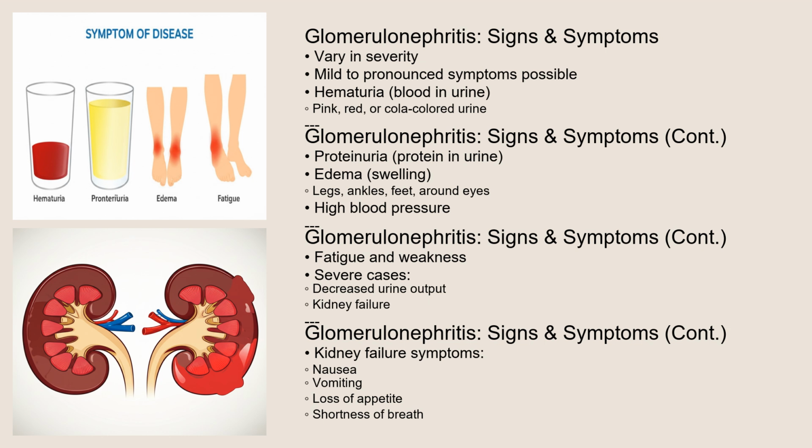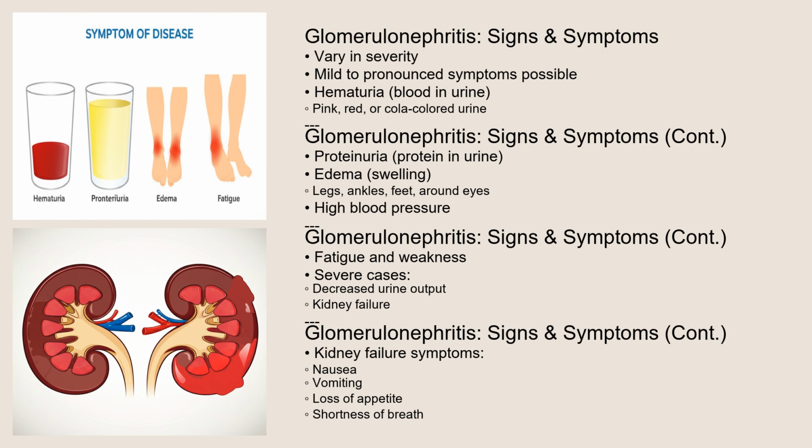The signs and symptoms of glomerulonephritis can vary depending on the severity and type of the condition. Some people may experience very mild symptoms, while others may have more pronounced symptoms. Common signs include hematuria, or blood in the urine, which may cause the urine to appear pink, red, or cola-colored. Proteinuria, the presence of protein in the urine, may not be visible but can be detected in a urine test. Edema, or swelling, is another frequent symptom, particularly in the legs, ankles, feet, and around the eyes.